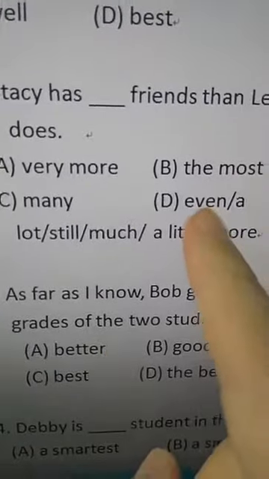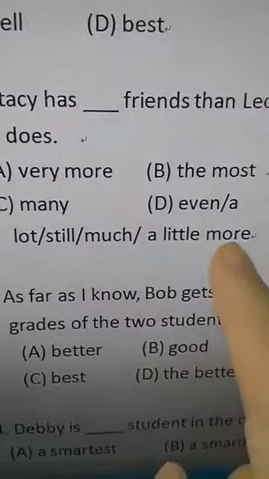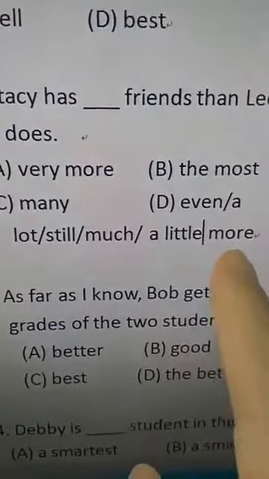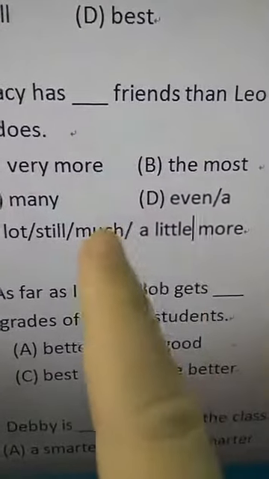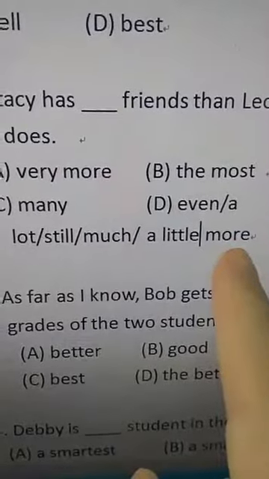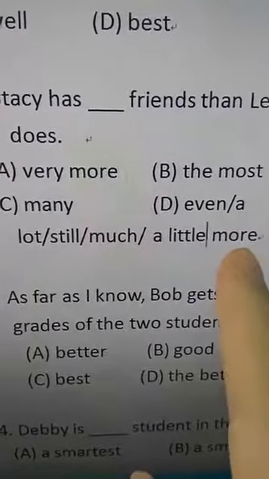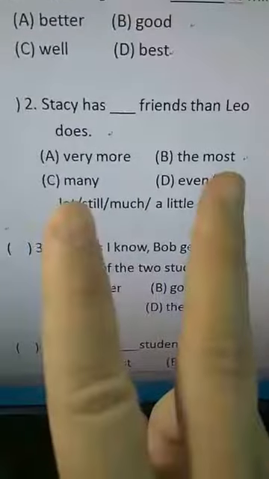remember this word: even. You can use even more, that's correct. A lot, you can use a lot more, and that's correct. Still, you can use still more, that's correct. You can use much more, that's also correct. A little more, they are all acceptable. So remember, in this kind of pattern, we have two key points.